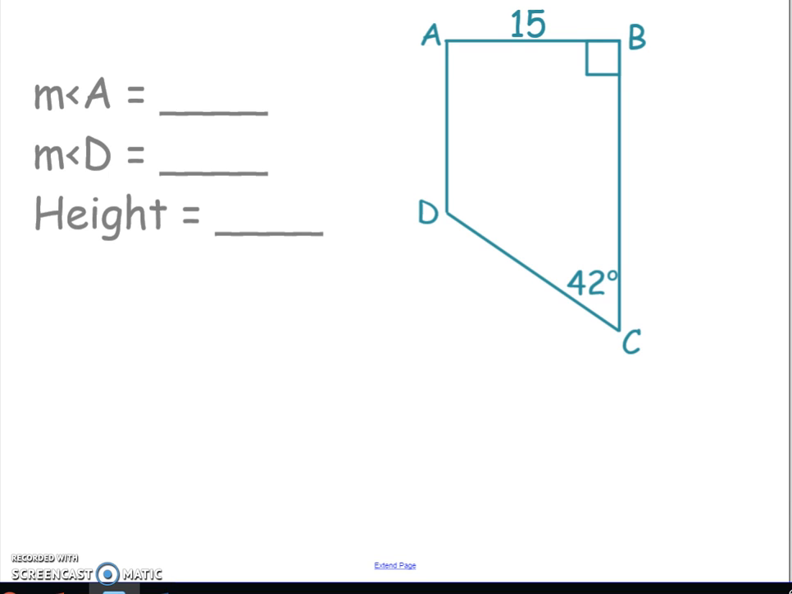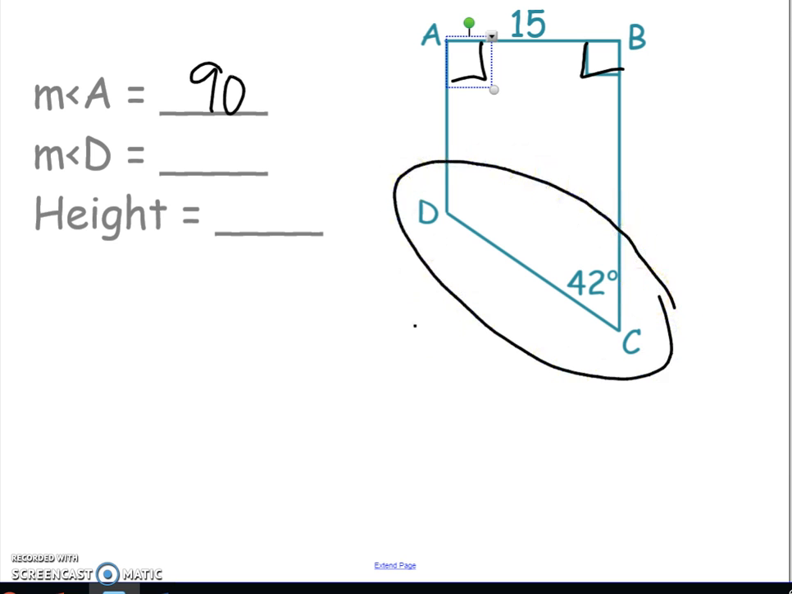Your next example, we're going to look at a right trapezoid. So if angle B is 90, then angle A would be 90. And then for angle D, you could look at the same side interior angles as being supplementary and find that that is 138. And then the height, remember the height has to be perpendicular to a base. So the height is 15.